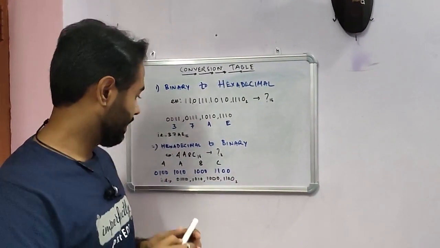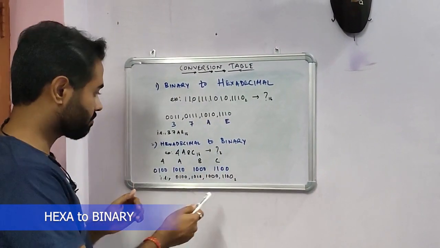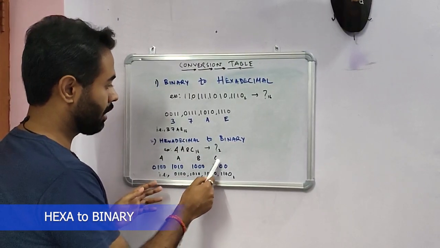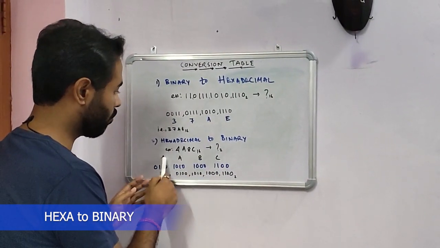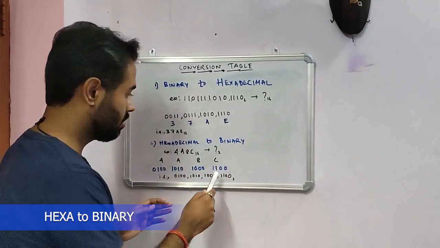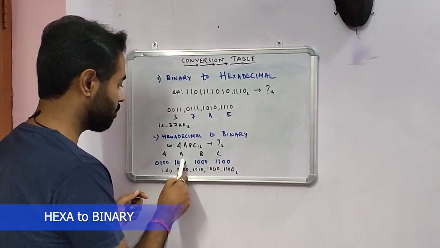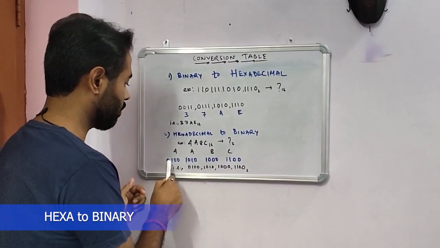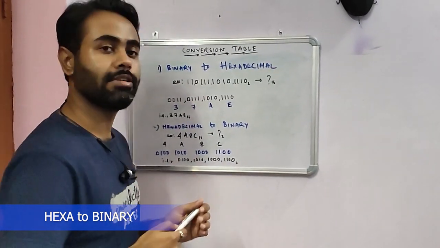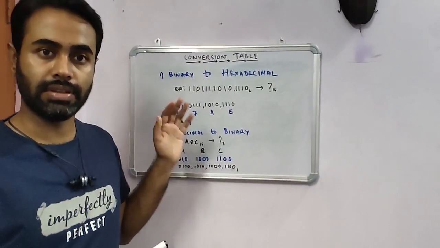Okay, now let's look into the second one, that is hexadecimal to binary. The same thing. We have a hexadecimal value 4A8C base 16. Now we'll again arrange it as 4A8C. Now we'll find the corresponding binary value of C from that table. So we have 1100 for C, for 8 we have 1000, for A we have 1010, for 4 we have 0100. So this is the corresponding binary value with respect to the hexadecimal value 4A8C. So this is very simple.